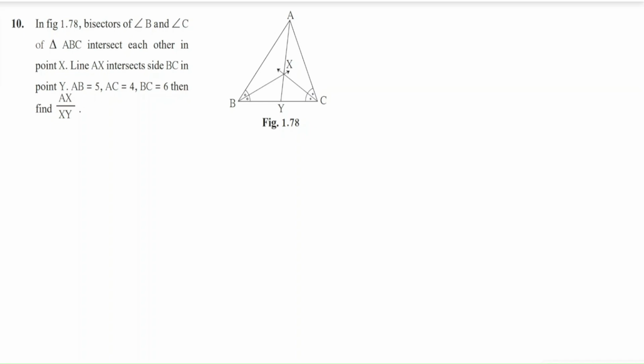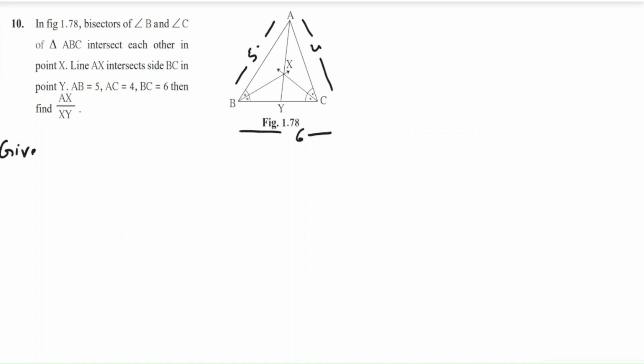Question number 10. In figure 1.78, bisectors of angle B and angle C of triangle ABC intersect each other in point X. Line AX intersects side BC in point Y. AB is equal to 5, AC is 4 and BC is 6. Then find AX upon XY.